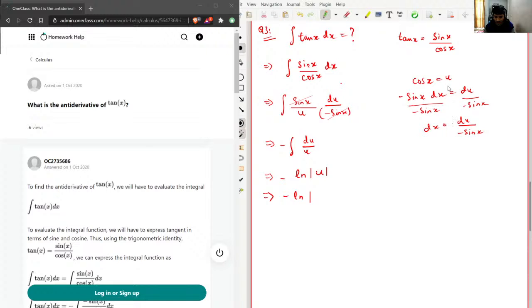Now I'm going to substitute the value of u, and in the final step I'll write the constant of integration. So this is minus of ln of cos x plus c. So I can write the integration of tangent x dx is negative ln of cosine x plus c.